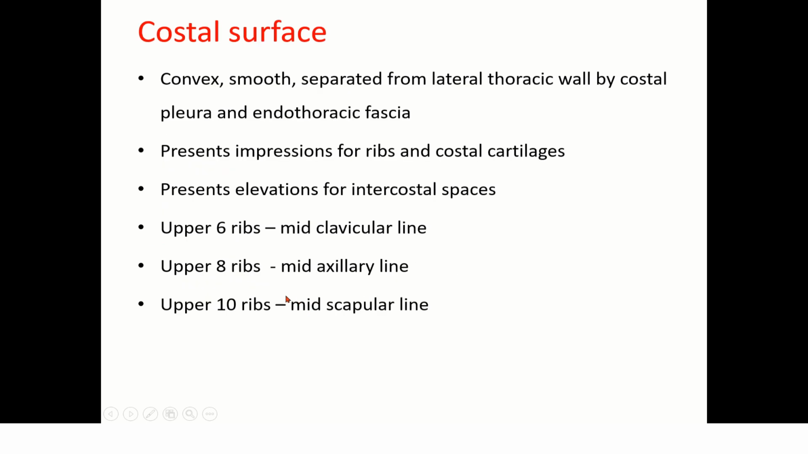Costal surface: it is convex, smooth, separated from the lateral thoracic wall by costal pleura and endothoracic fascia. It presents impressions for ribs and costal cartilages, but elevations for intercostal spaces. So if you see on the costal surface of the lung, whatever areas are elevated are the location of intercostal spaces. Wherever the impressions or depressions are present, those are for the ribs and costal cartilages.